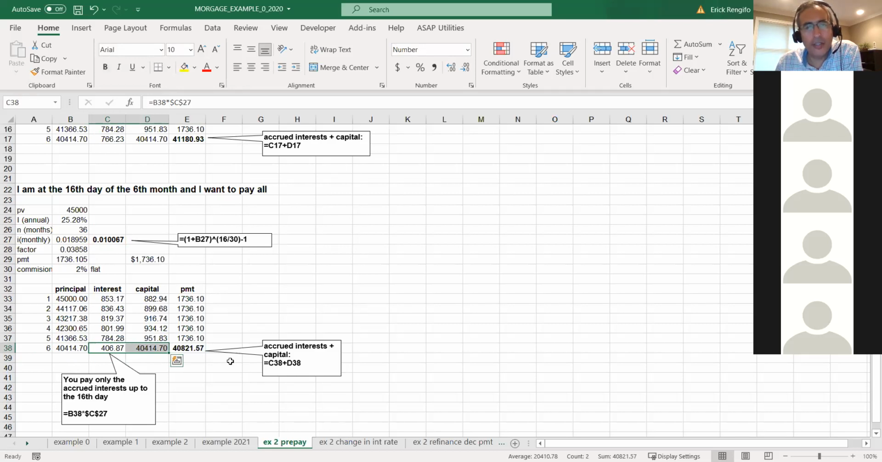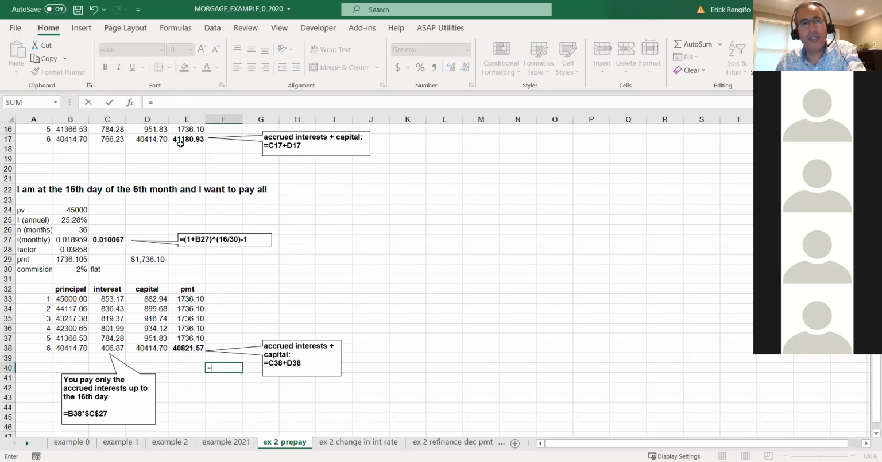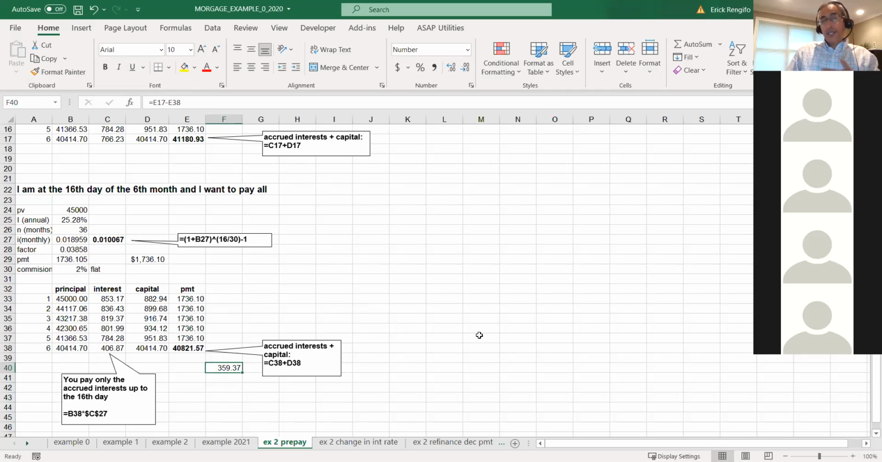Make sense? By paying on the 16th instead of at the end of the month, depending on when you have the money, you're saving almost $360. And if we're not talking about $45,000 but $450,000, this starts growing. That's why it's useful, guys, to pay whenever you have the opportunity. Make sense? So this is the easy one.